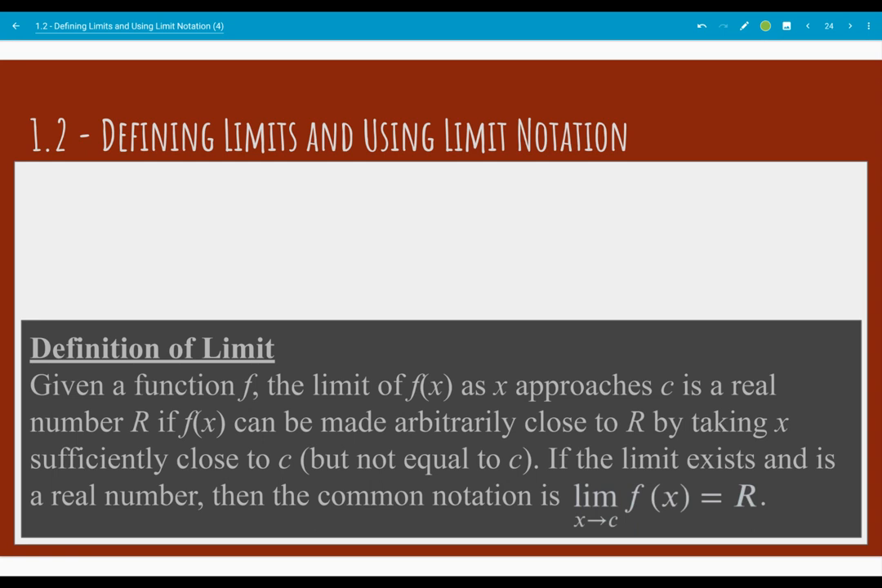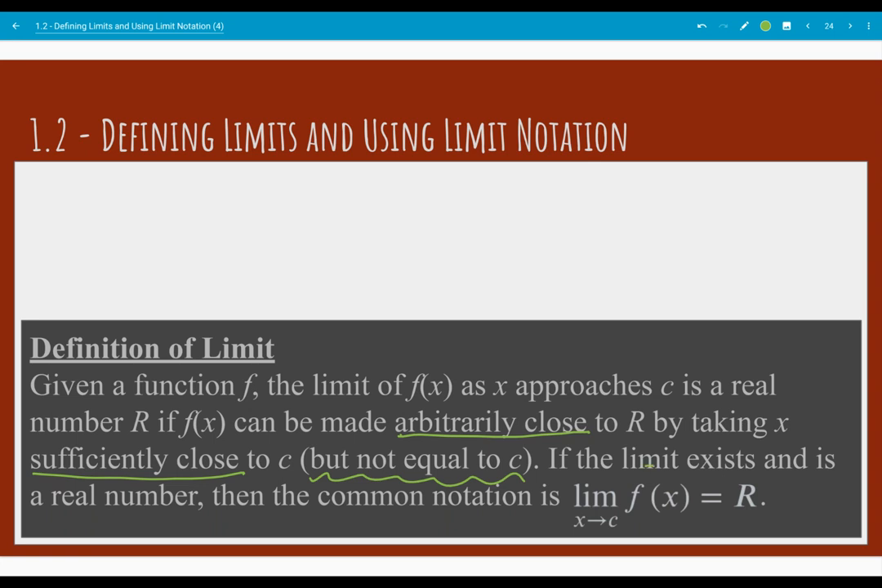So in this formal definition of the limit, essentially we have a function, and the limit of that function as x approaches some particular value c is a number r if f can be made arbitrarily close to r by taking x sufficiently close to c. I want to talk about what those terms mean in a minute, but not equal to c. So this is an important idea here: we don't really care what happens at c for our function f. We don't care what f of c is. We care what happens in the neighborhood around c.